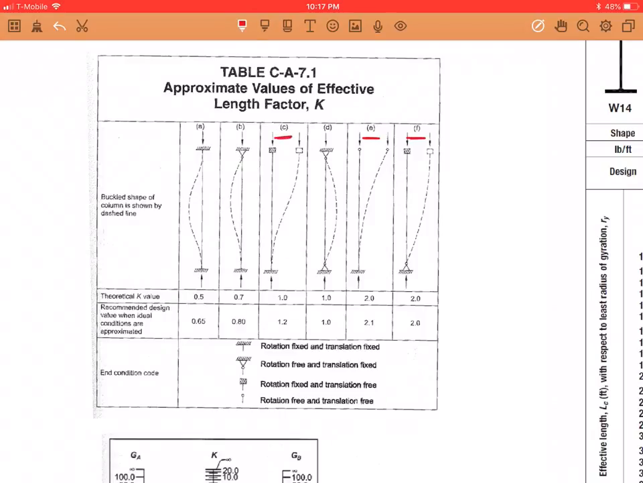But regardless, we might remind the students of this table and the different support conditions and talk about things like the theoretical K value, right? The theoretical effective length, which for the different cases, for case C is 1.0, for case E is 2.0, for case F is also 2.0, and this is based on the theory or the examples that we talked about in class previously.